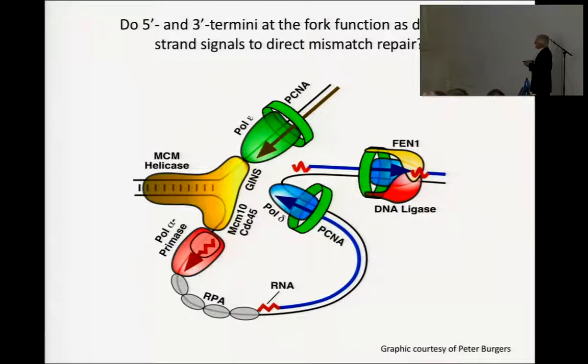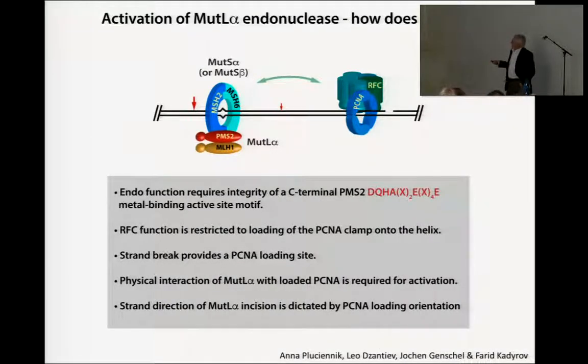And as I've said, strand direction of MutL alpha is controlled by the orientation with which the PCNA clamp is loaded on the helix. And that, in turn, is determined by 3' termini on the leading and lagging strands at the fork. So an obvious possibility is that DNA ends that occur naturally during the course of DNA replication may well serve as default strand signals that direct mismatch repair in the eukaryotic cell. Okay, but we also think that the mechanism of strand direction in this system may have several other interesting implications. We, in fact, think there are three, but given the lateness of the hour, I will only have time to tell you about one of these.